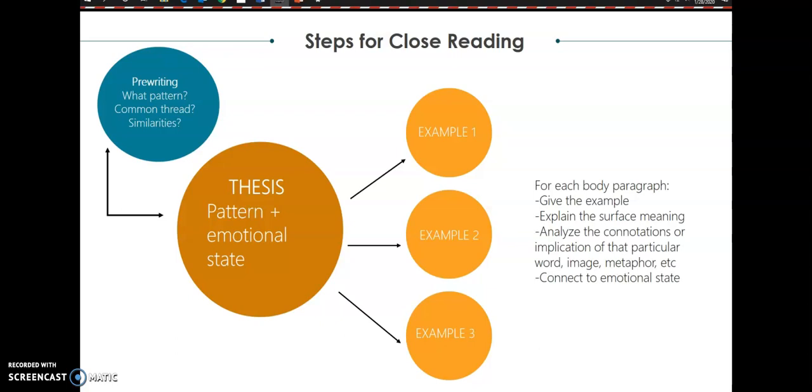What kind of pattern is there? What kind of common thread or similarities? You figure out what those 3 are that are connected, and from there you figure out what their connection is, and you use that pattern to write both your thesis that combines Shakespeare's intent with the character's emotional state.